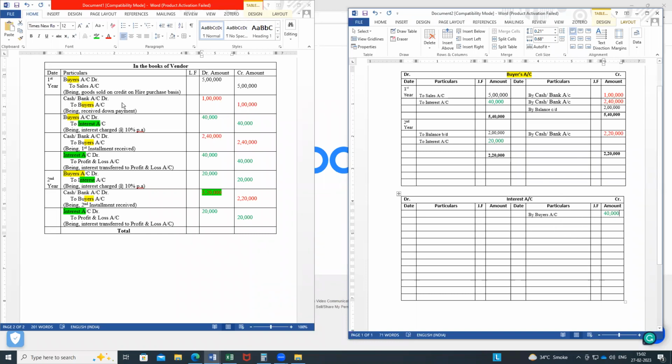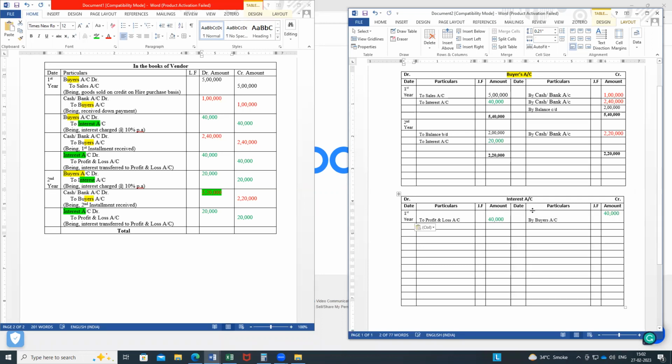Now, do we have any other entry for the first year? Yes. And that is for the interest. So, interest account debit to profit and loss account. So, we will write interest account debit to profit and loss account. Okay, and what is the amount? 40,000. Okay, and these all are entries of the first year. So I can write here first year.